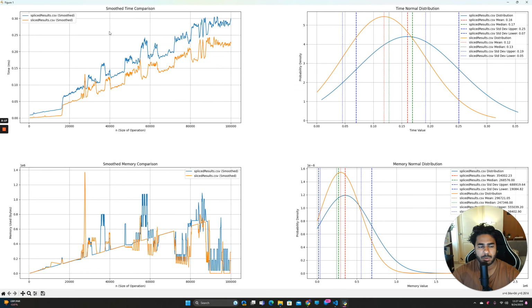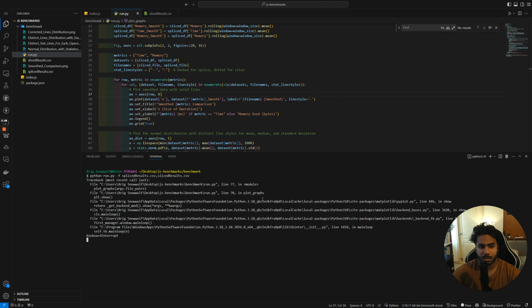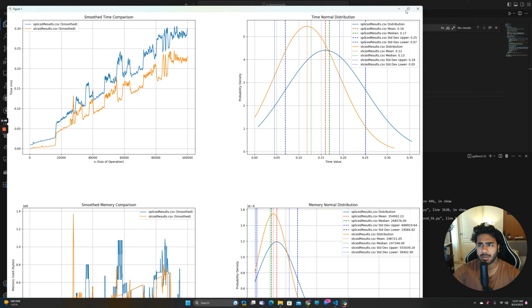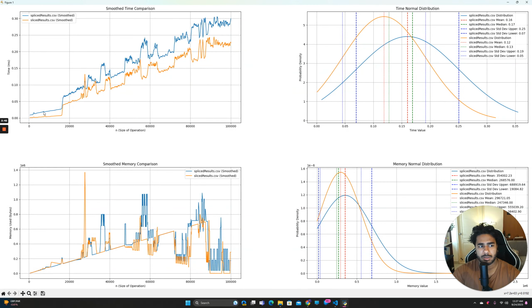So one is the smoothed time comparison. If you directly plot the points, you will get a very haphazard sort of thing. So I made the plot a bit smooth. You can have a look at the code here. I'm not directly plotting whatever point I'm getting. I'm smoothing the curves out a bit so that we can easily spot the pattern. So this is for the time.